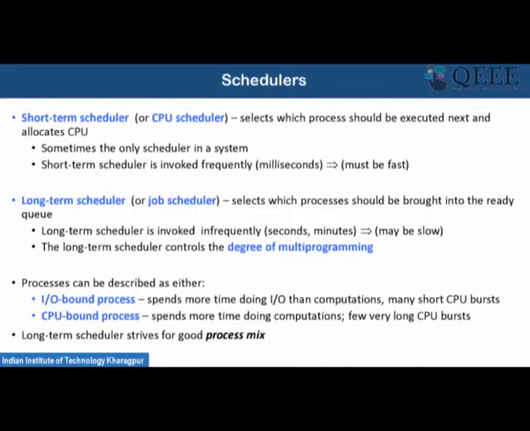The base scheduler is the short term scheduler, or the CPU scheduler. The purpose of the short term scheduler is to select which process should be executed next, and it allocates the CPU to that particular process. It fetches a process from the ready queue and then allocates the CPU to that process for execution. In many systems, this short term scheduler is the only scheduler in the system, and it is invoked very frequently.